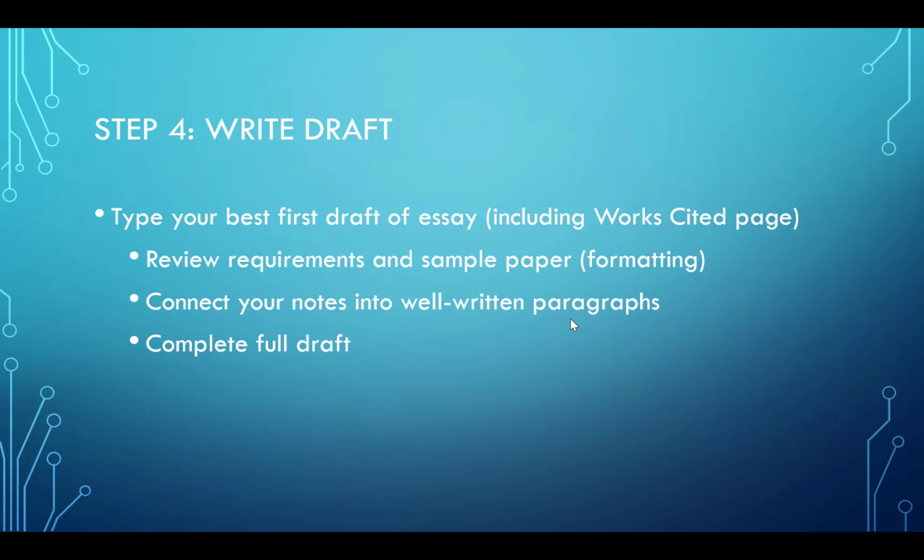Then your next step is to start writing your draft. You're probably going to type this and set up your paper as you would for the final draft, so you don't have to redo it. Double space it, do your headings correctly, insert the page numbers, all of those things. Okay? You're going to type your best first draft of the essay, including your works cited page, and I'll talk more about that in just a moment. Make sure you review the requirements for MLA, for the version that we're using that's posted on Canvas for you. And then you're going to take your notes and connect those into paragraphs to complete your full draft.